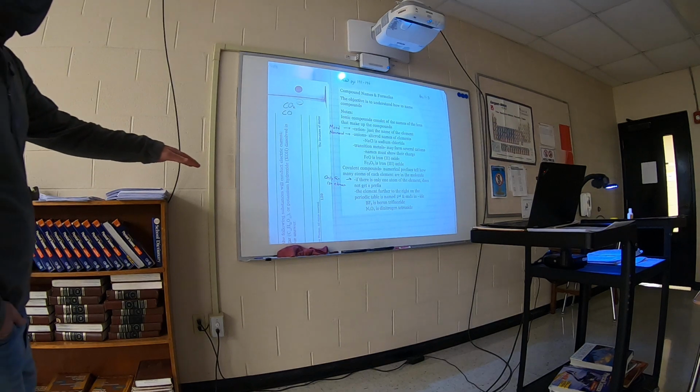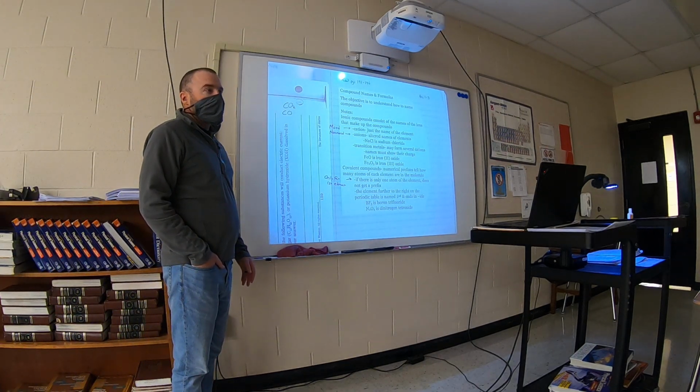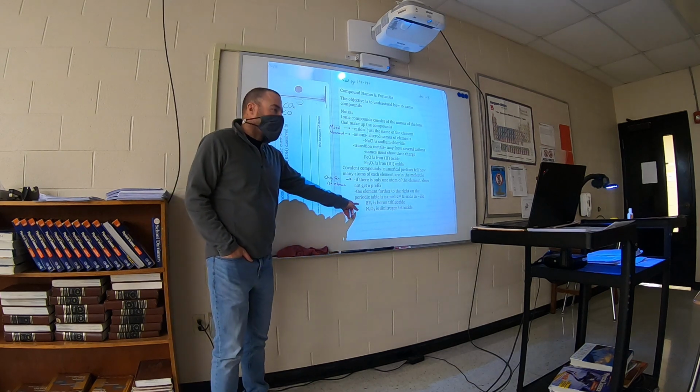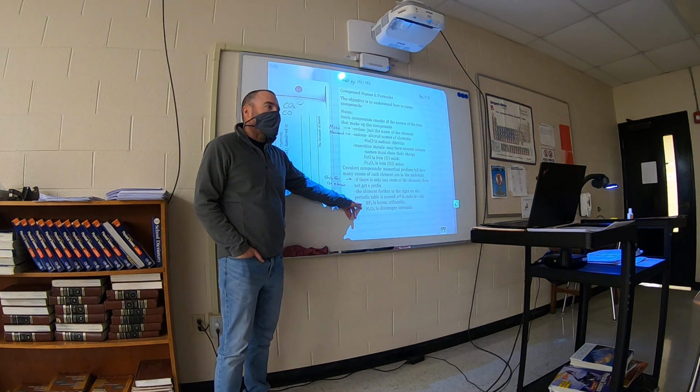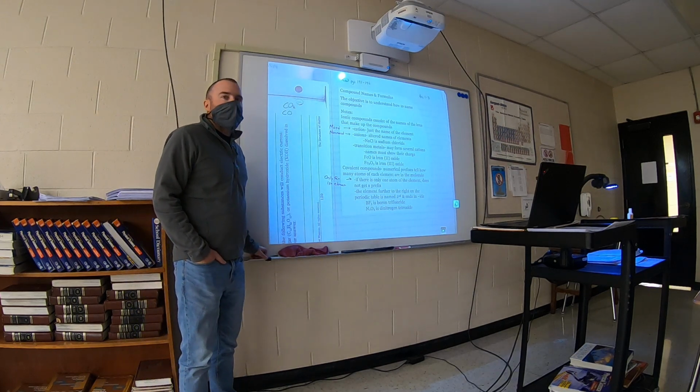So I've got a couple of examples down at the bottom. BF3 is boron trifluoride. Remember, we don't have to put a mono in front of the first element if it's one. That's the only time it doesn't have a prefix. And then N2O4, which was one of the questions from yesterday.